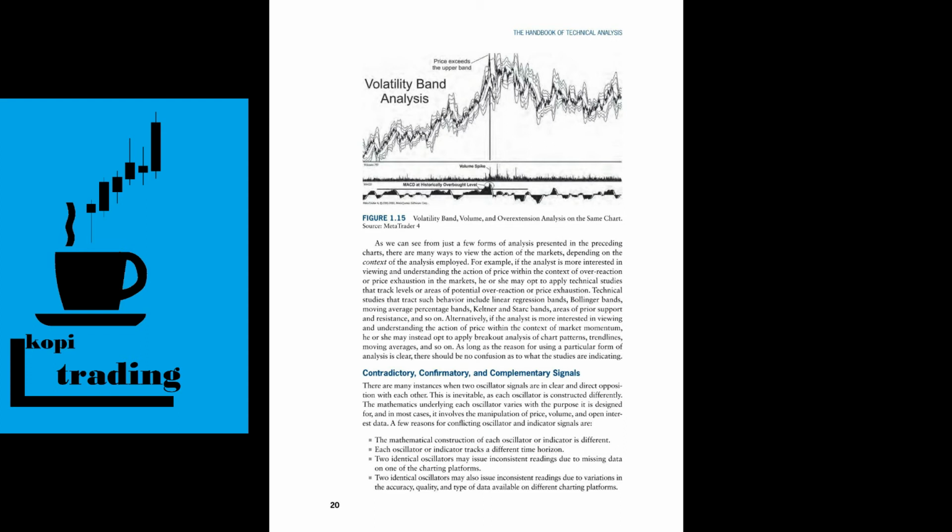There are many ways to view the action of the markets depending on the context of the analysis employed. For example, if the analyst is more interested in viewing and understanding the action of price within the context of overreaction or price exhaustion in the markets, he or she may opt to apply technical studies that track levels or areas of potential overreaction or price exhaustion. Technical studies that track such behavior include linear regression bands, Bollinger bands, moving average percentage bands, Keltner and Stark bands, areas of prior support and resistance, and so on.